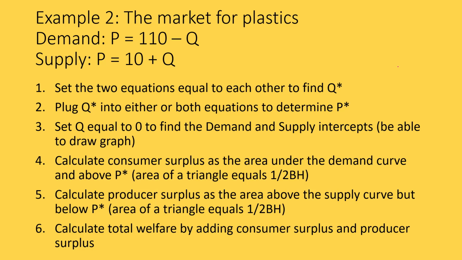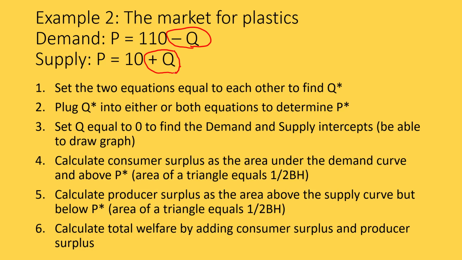Again, even if I don't tell you that those are the demand and supply curves, you should be able to recognize them. Remember that the demand curve has an inverse relationship between price and quantity, whereas the supply curve has a positive relationship between price and quantity. Right? Remember that demand curves are downward sloping, indicating that negative relationship. Supply curves are upward sloping, indicating that positive relationship.